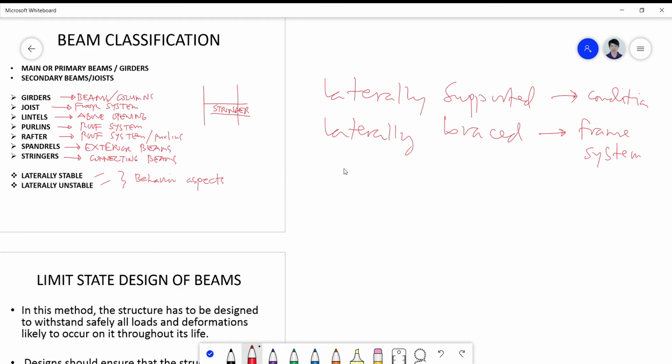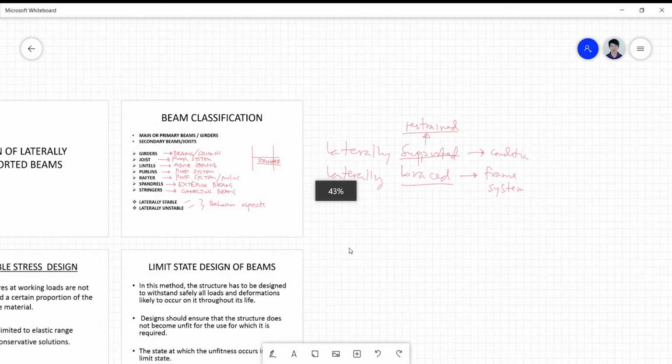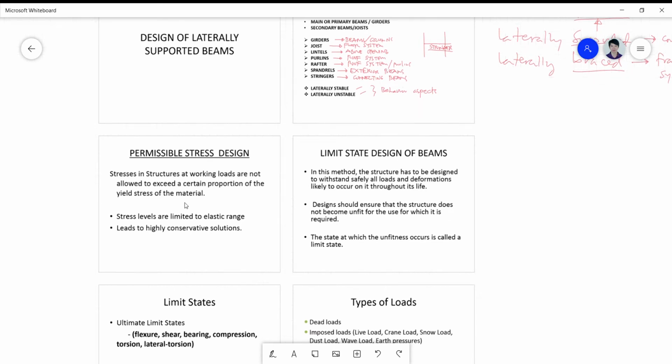Okay, supported and restrained are actually very close to each other. So when you say laterally restrained, if you read the literature and books, might as well look into how those words have been used.